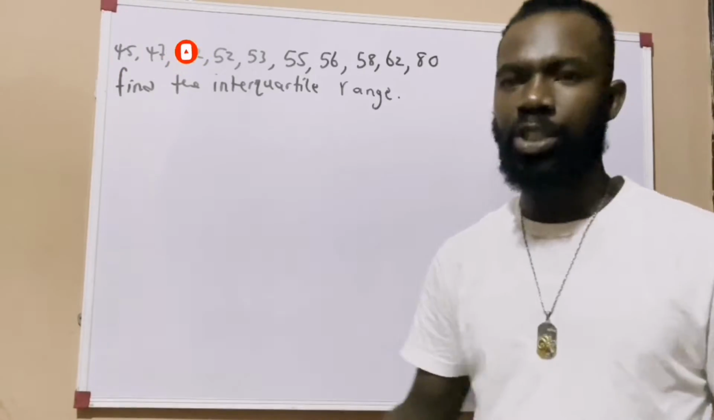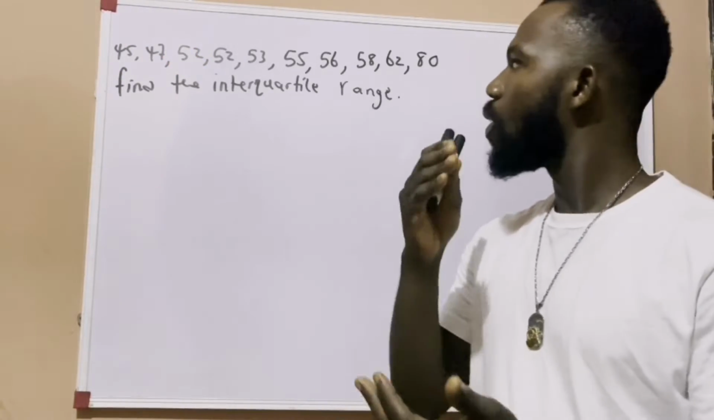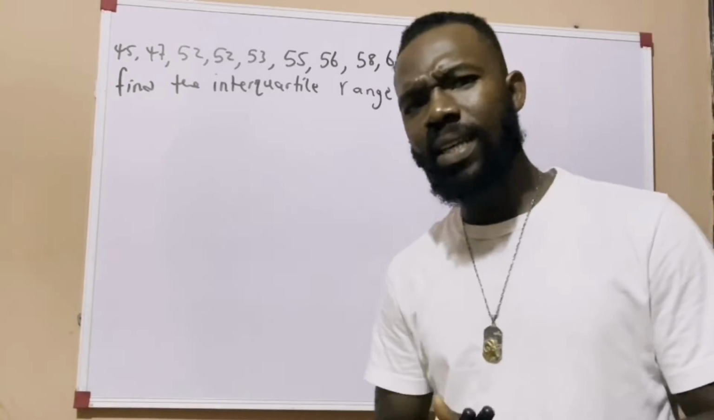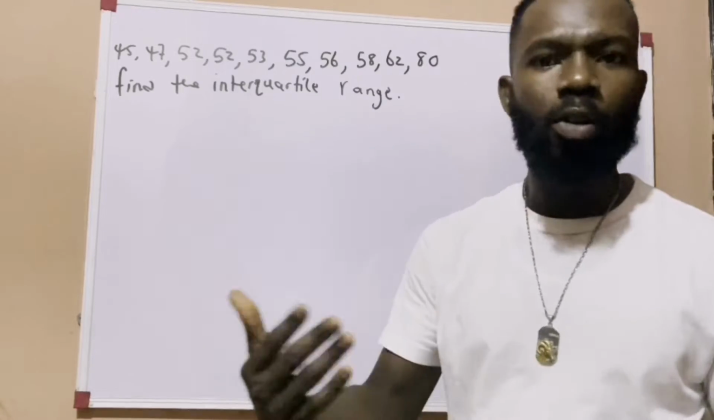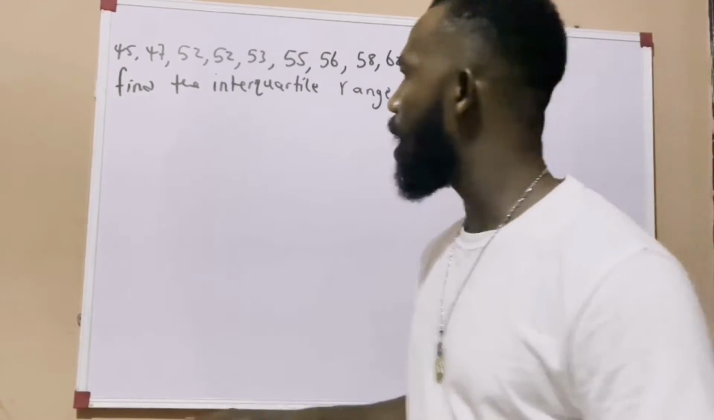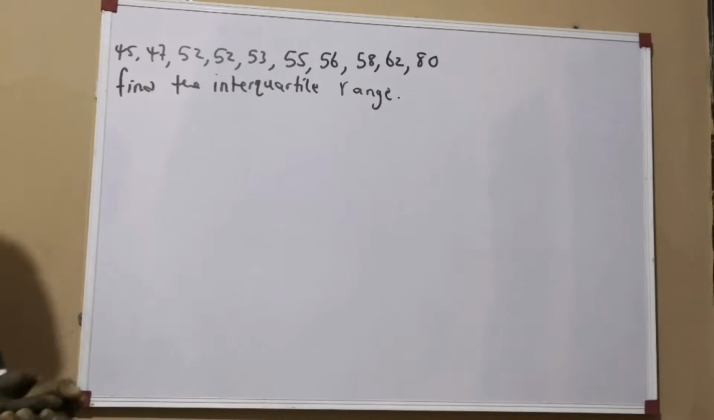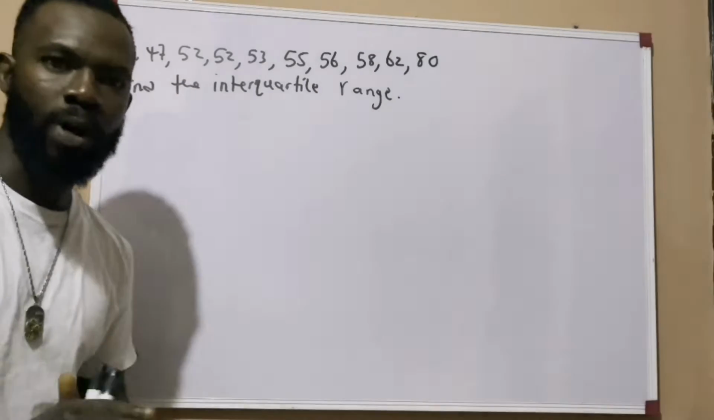Today I will be lecturing on how we can solve problems on interquartile range, how we can solve for the interquartile range of ungrouped data. Sometimes data can be grouped and data can also be ungrouped. The question we have today is on ungrouped data, and we are told to solve for the interquartile range. Without wasting time, how do you go about this?